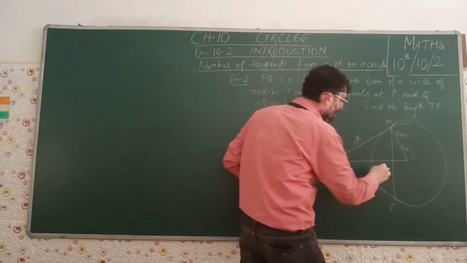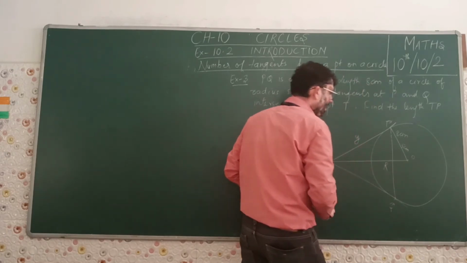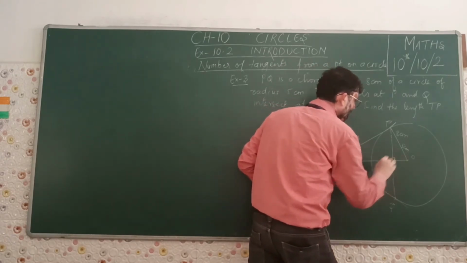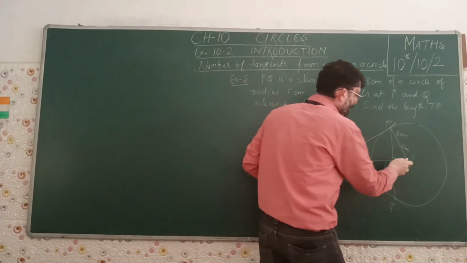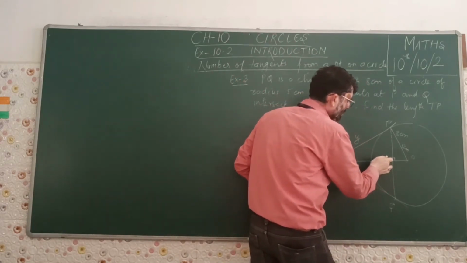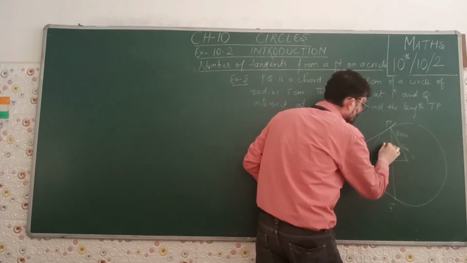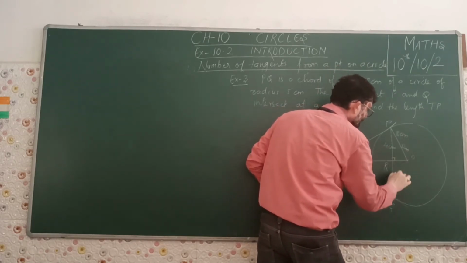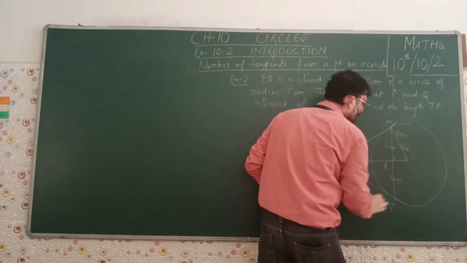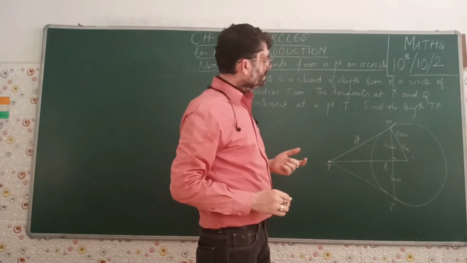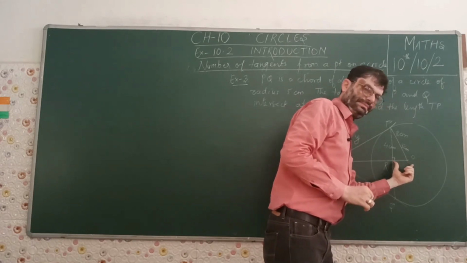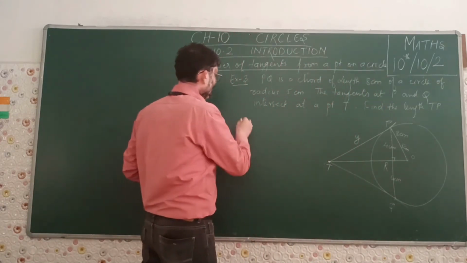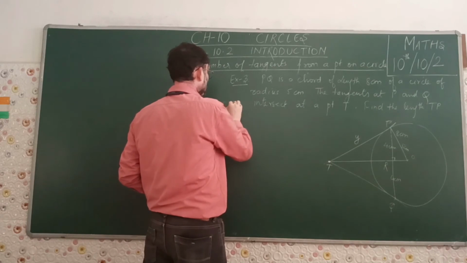And let us name this point as R. And the perpendicular drawn from the center to the chord bisects the chord. The total was 8 centimeters, so this will be 4 centimeters and this will be 4 centimeters. So the very first thing that we need to find is OR. So in triangle, let us write the solution.